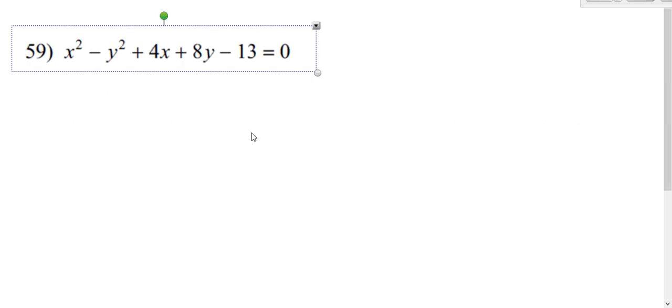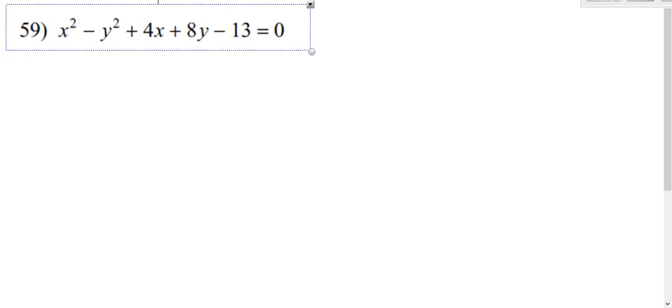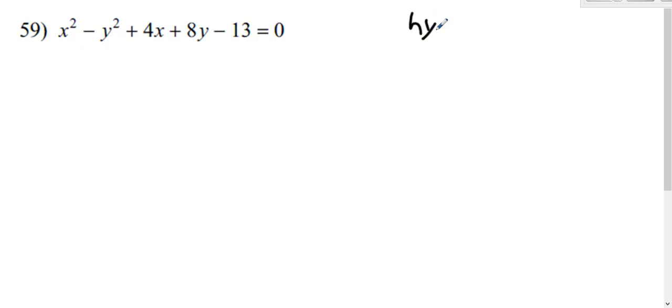So the first thing that we're going to do here is look at it: it's a positive x squared and a negative y squared. Since it's positive and negative, that means this is a hyperbola. The reason you want to know what it is is so that you know which form it's going to look like once we've converted to standard form.